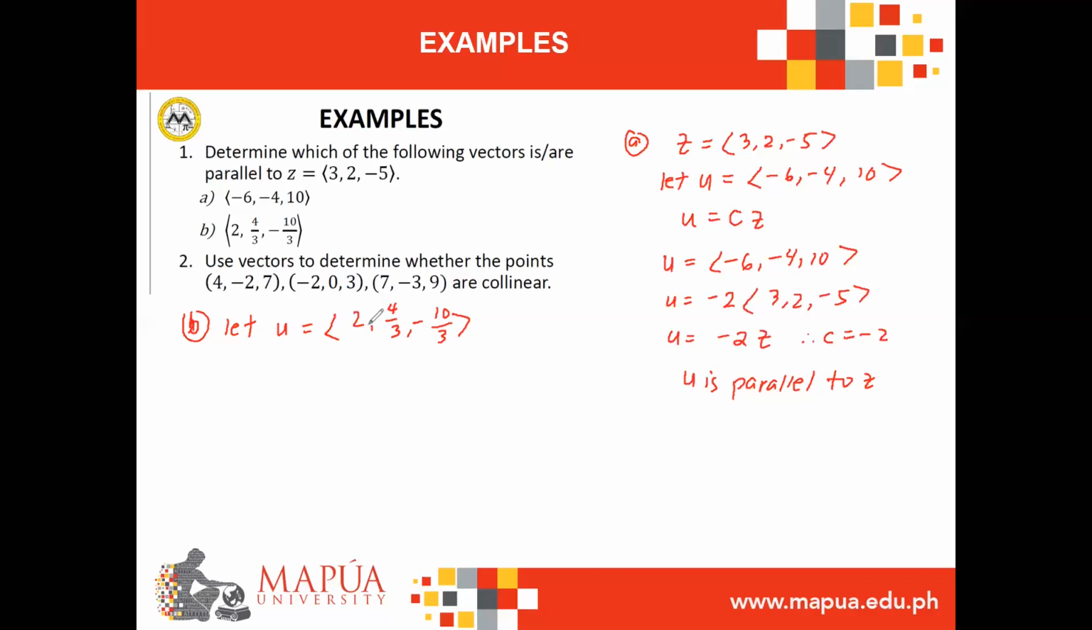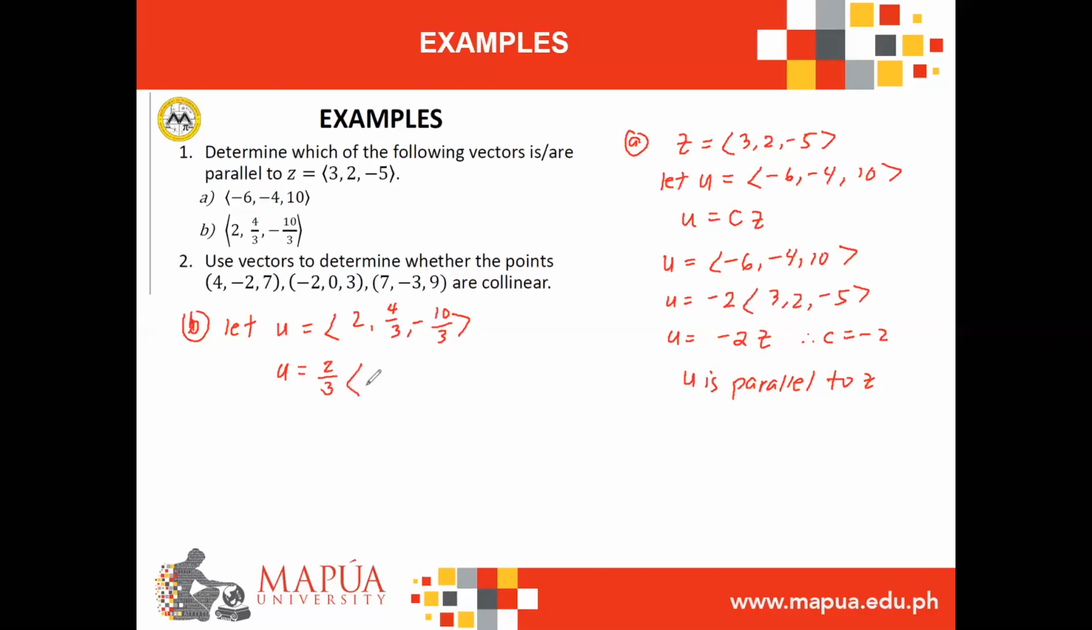And it can be trial and error. Unlike in the first example, we can easily identify the common factor. So here it's a trial and error. So let us check if we can have a common factor, which is maybe 2/3, because we have here a denominator on your second and third component, which is 3. So let's check if this is 2/3.